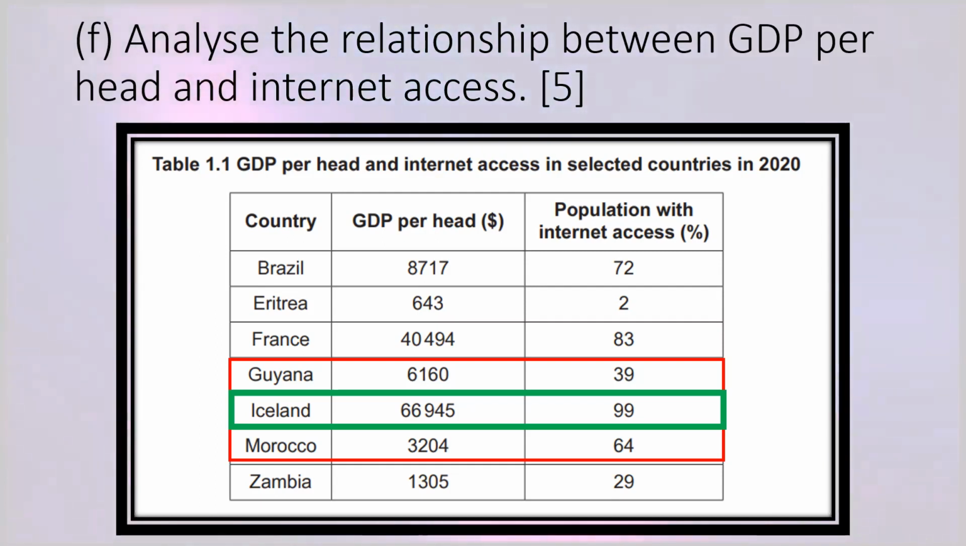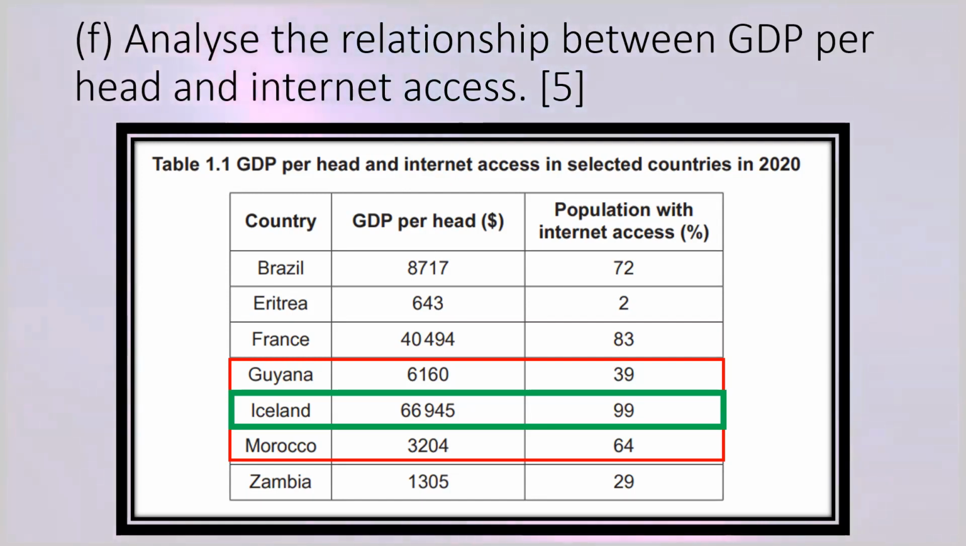Okay. Why didn't we pick Eritrea? Some of you might say, why not take the lowest GDP? Because that fits the theory. Eritrea has got the lowest GDP per head, and also the lowest population with internet access, 2%. So that fits the theory. High GDP, high internet access, low GDP, low internet access.